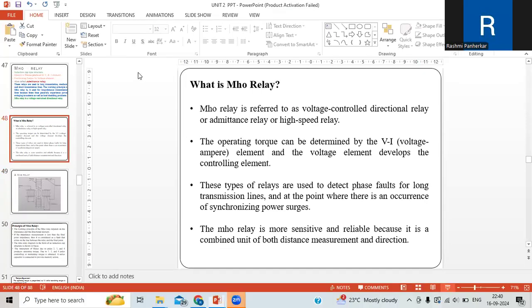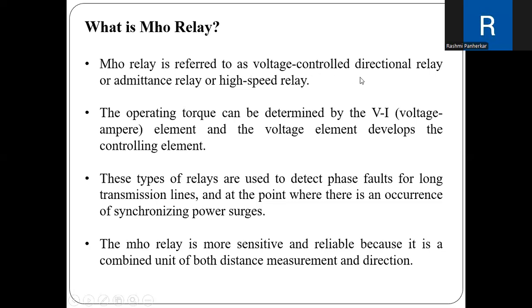So, what is the Mho relay? Mho relay is referred to as a voltage control directional unit, directional relay, admittance relay, or high speed relay. This is the name for the Mho relay. The operating torque is determined by the voltage and current element, and the voltage element develops the controlling element. This type of relay is used to detect phase faults on long transmission lines, at points where synchronizing power surges also occur.